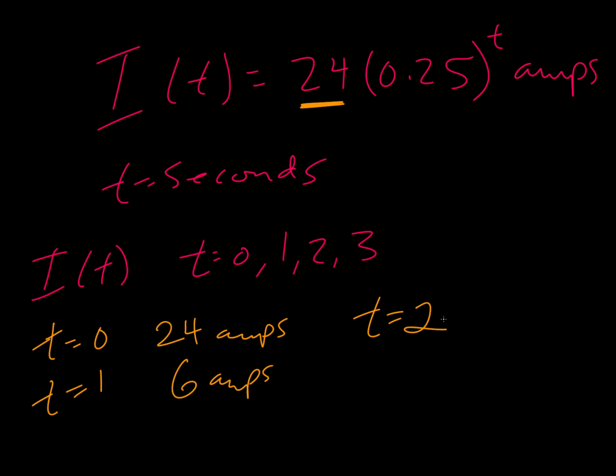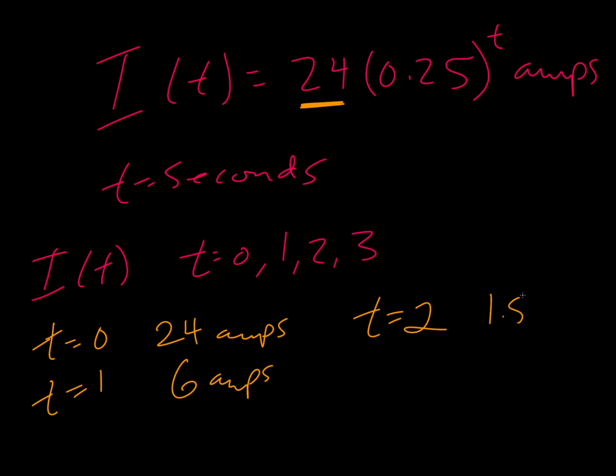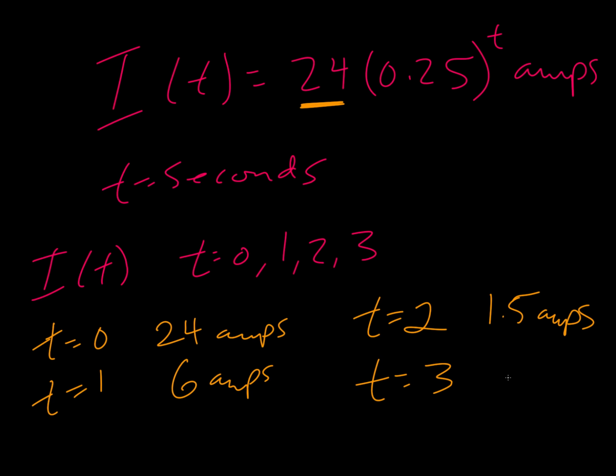Okay, T equals 2. I'm going to go back to the calculator. We're going to say 24 times 0.25, and we're going to square it. So that's 1.5. And then T equals 3. Pretty much the same thing. This time I'll do second entry. Then change that to a 3 and 0.375 amps. Okay, so we found all the values.